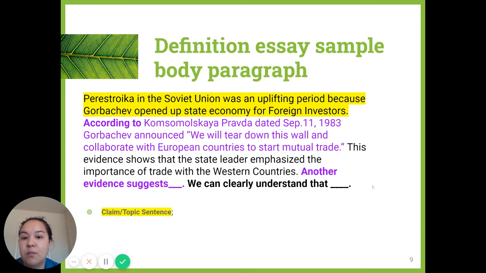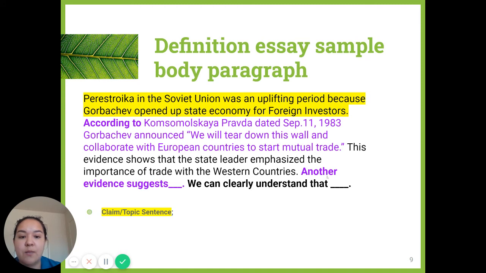According to Komsomolskaya Pravda, dated September 11, 1983, Gorbachev announced, and when we use evidence, preferably use quotation marks, "We will tear down this wall and collaborate with European countries to start mutual trade." This evidence shows that the state leader emphasized the importance of trade with Western countries.